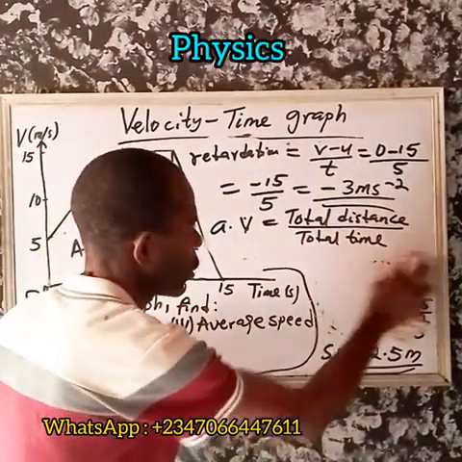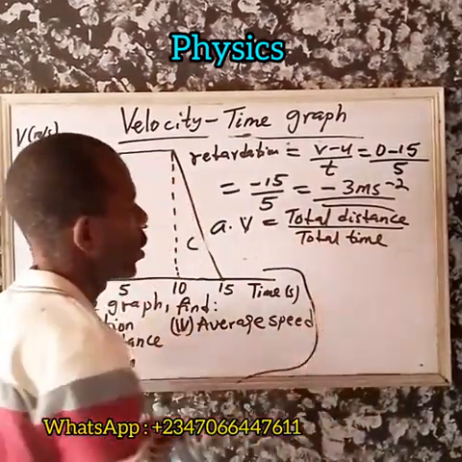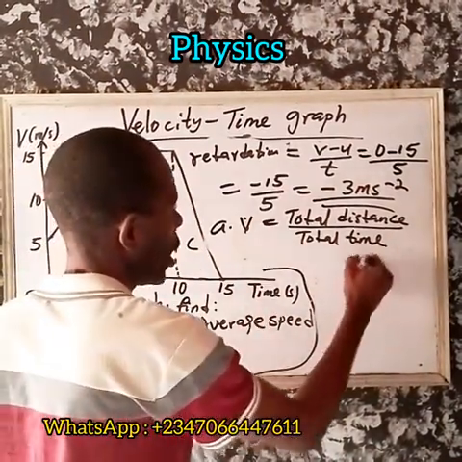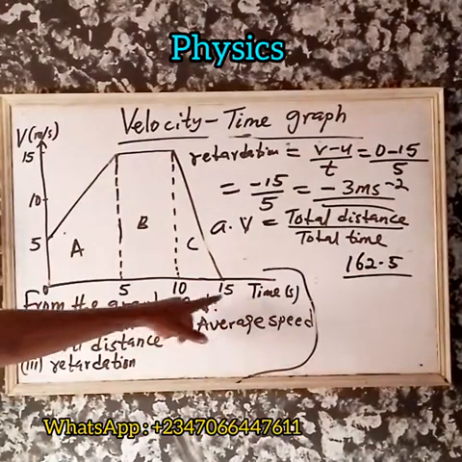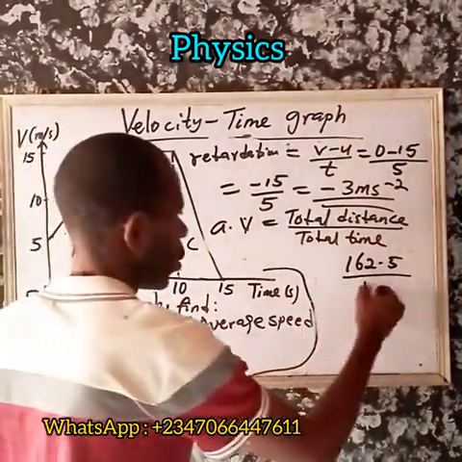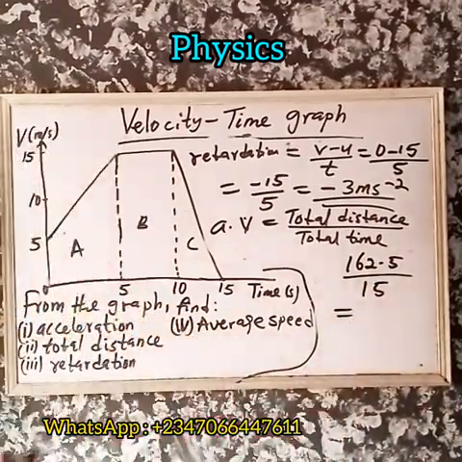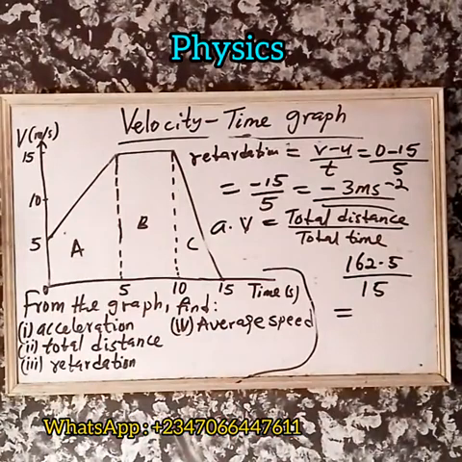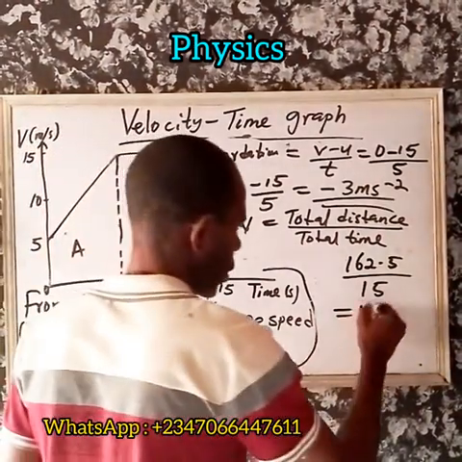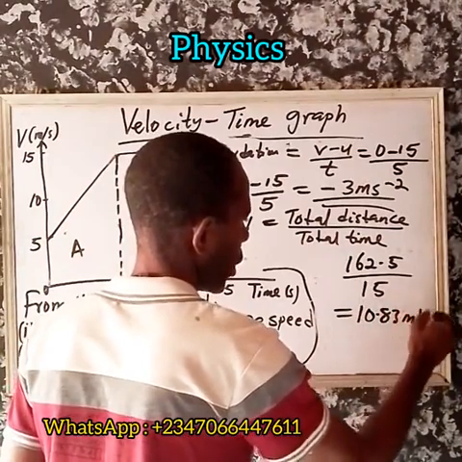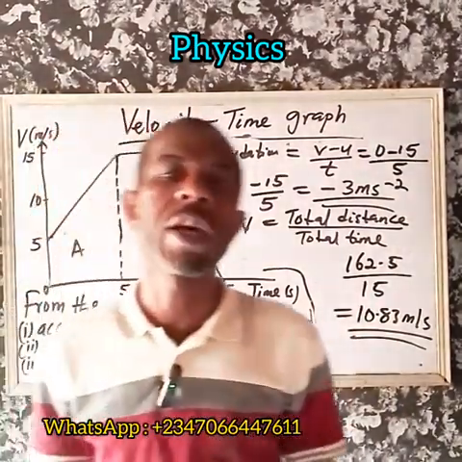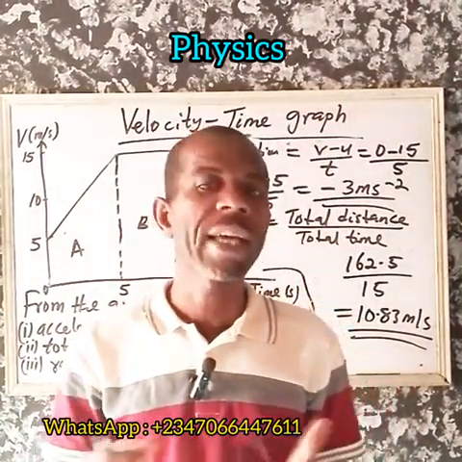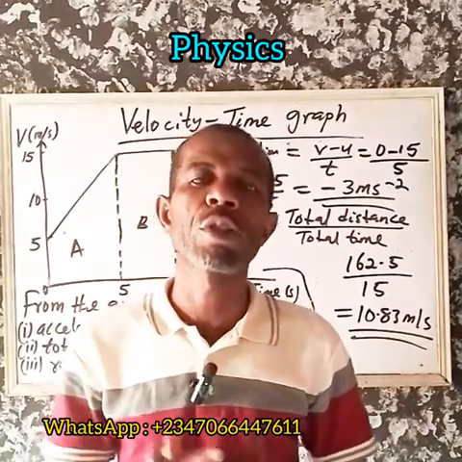Now let us just plug it into the formula. We have total distance to be 162.5. What is the total time taken for this motion? Look at it here. This is the total time. It becomes over 15. Then finally, our answer, let's divide 162.5 divided by 15. It will give us 10.83 meters per second. So this is your average speed. This is how we use a velocity time graph to analyze motion and also to find the information we need from the motion.